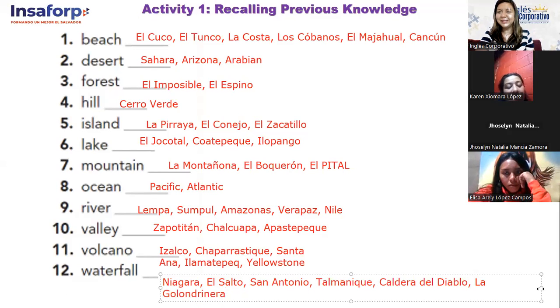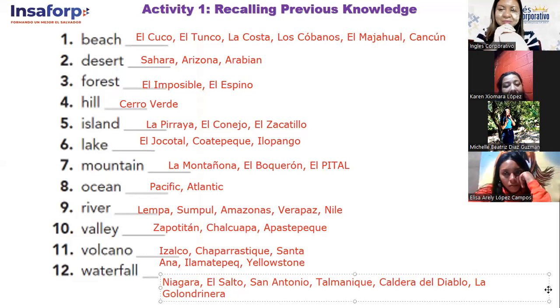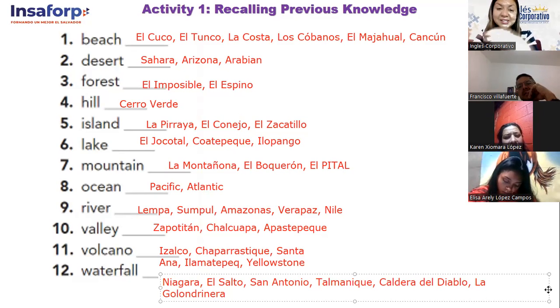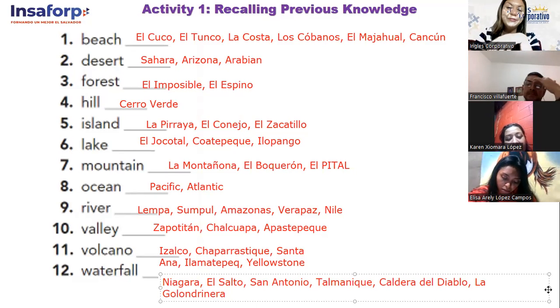Hay varios. Caldera del Diablo está en Morazán. And tourist, yes. Aquí también están los chorros de la Calera en Juayúa. Exactly. Very nice. We have a lot of examples. Very good, people. Thank you for giving your comments. Your participations are very appreciated.